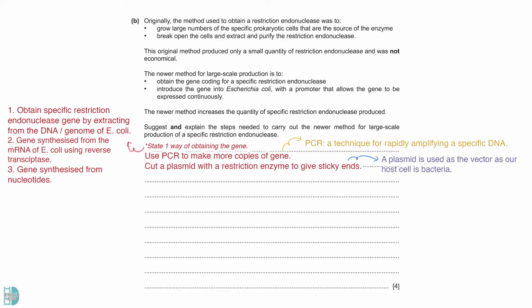Next, we need to get a vector. Since the host cells are bacteria, we will use plasmid as our vector. Cut the plasmid with a restriction enzyme to give sticky ends.